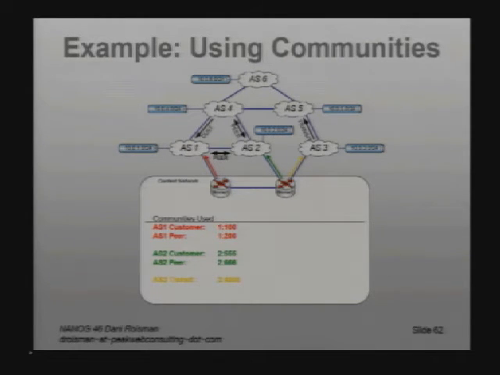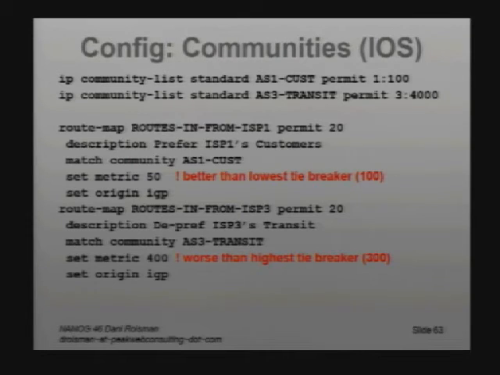So in this case, AS1 for a customer, they tag routes with 1:100, and a peer they tag routes with 1:200. AS2, they have a different scheme, just demonstrating different schemes here. They maybe use 555 and 666, and AS3 maybe uses 4000 to tag a transit route. To configure communities in Cisco IOS, it's nice to define the community list up top, so you can then refer to them by a human readable name. So AS1 customers, just go ahead and give it 1:100. AS3 transit, 3:4000.